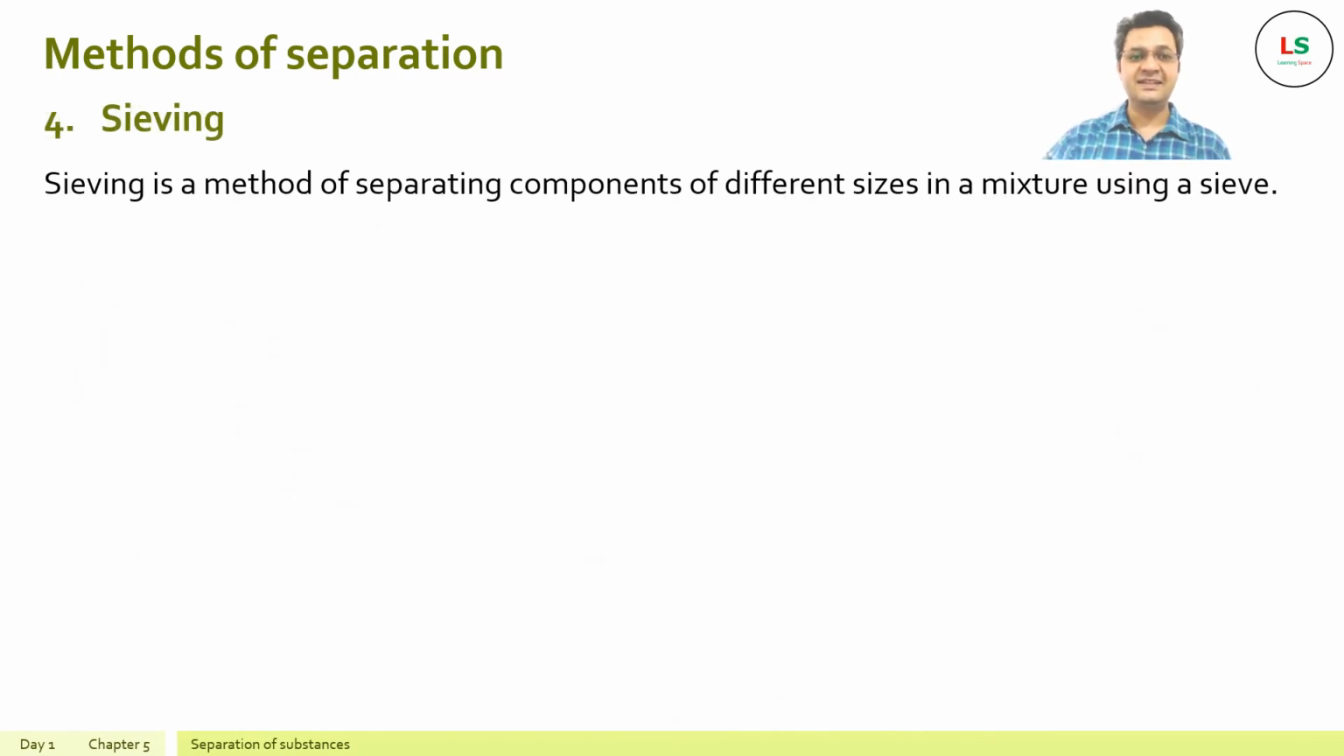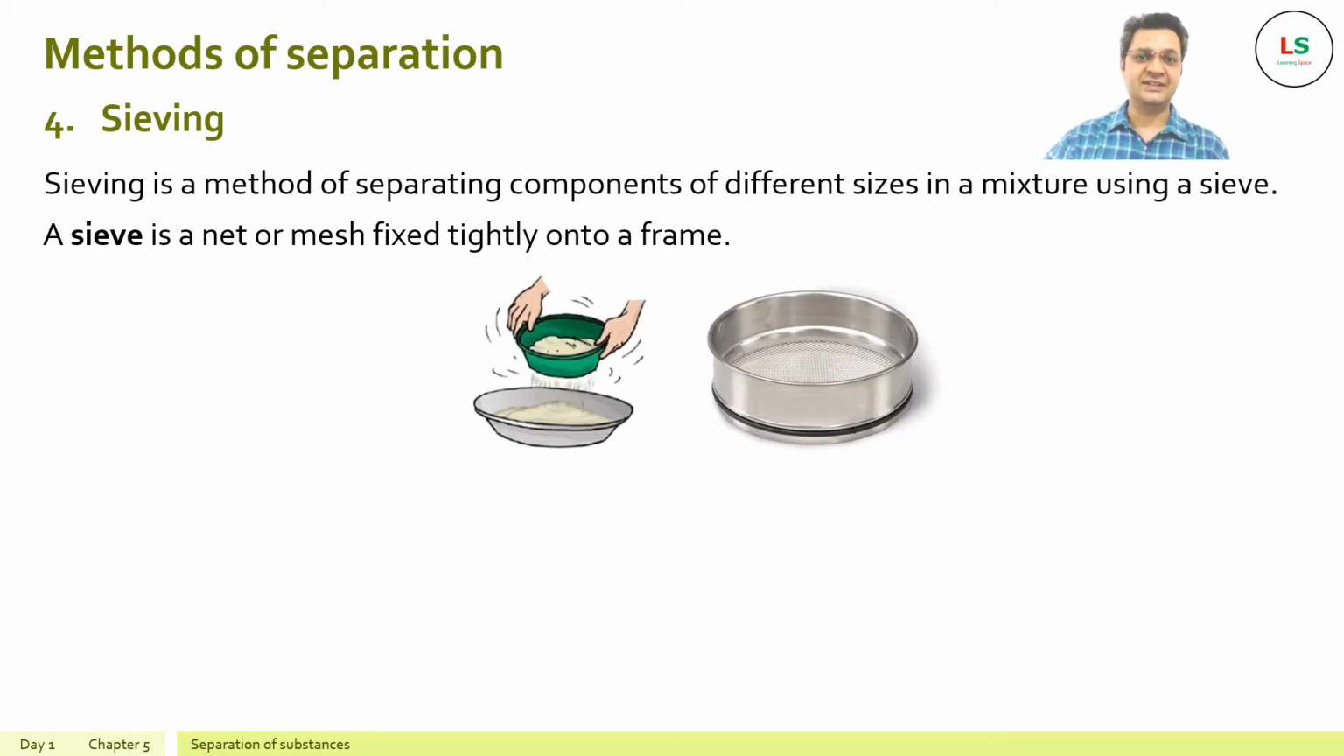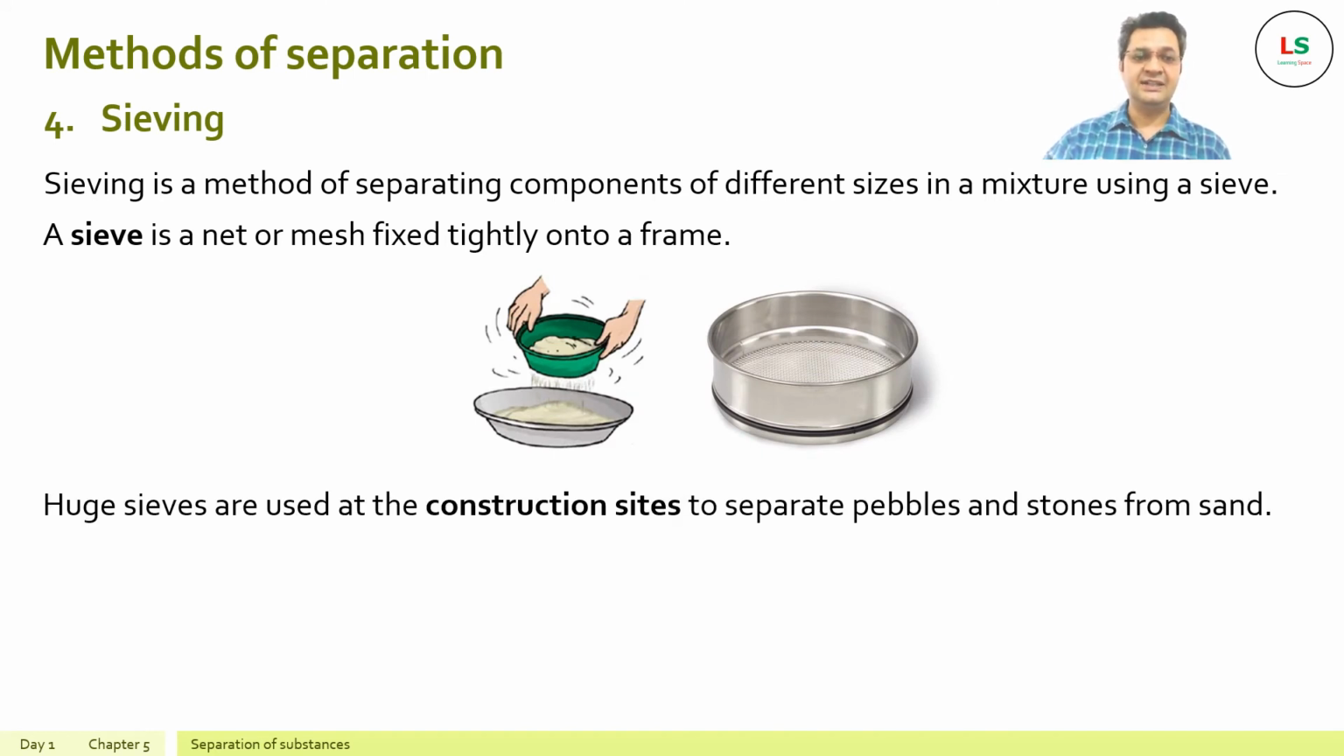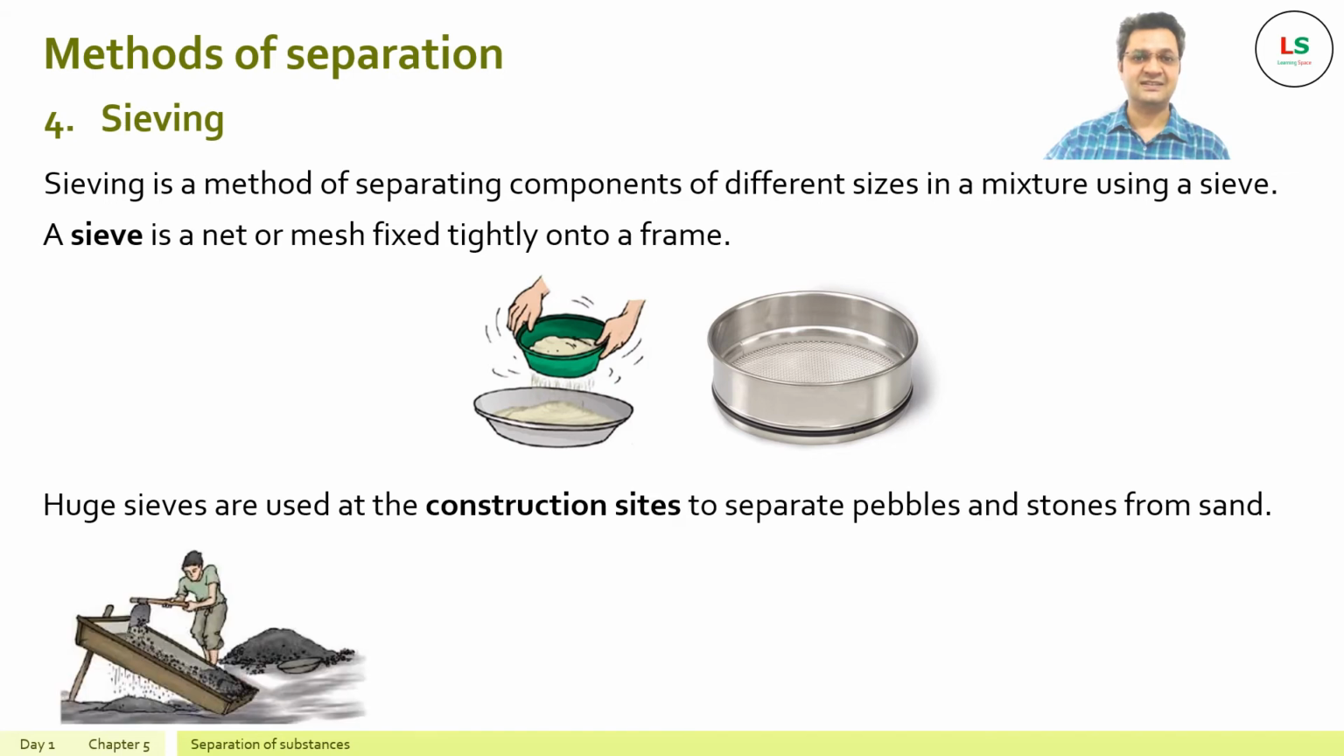Sieving. Sieving is a method of separating components of different sizes in a mixture using a sieve. Now, a sieve is a net or mesh fixed tightly onto a frame. We use a sieve in the kitchen to remove the impurities from wheat flour. Huge sieves are used at construction sites to separate pebbles and stones from sand. Here are some pictures from the construction sites.